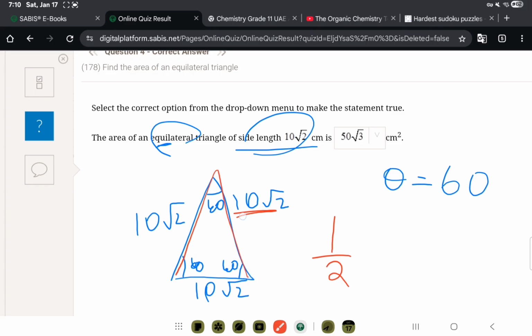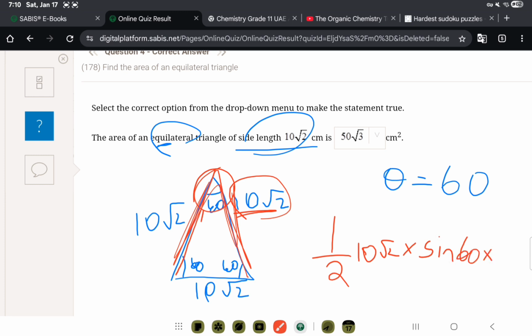I'm going to choose this one. So I'm going to do this, 10 radical 2 times sine 60, which is the angle between our two sides, times this side beside it.